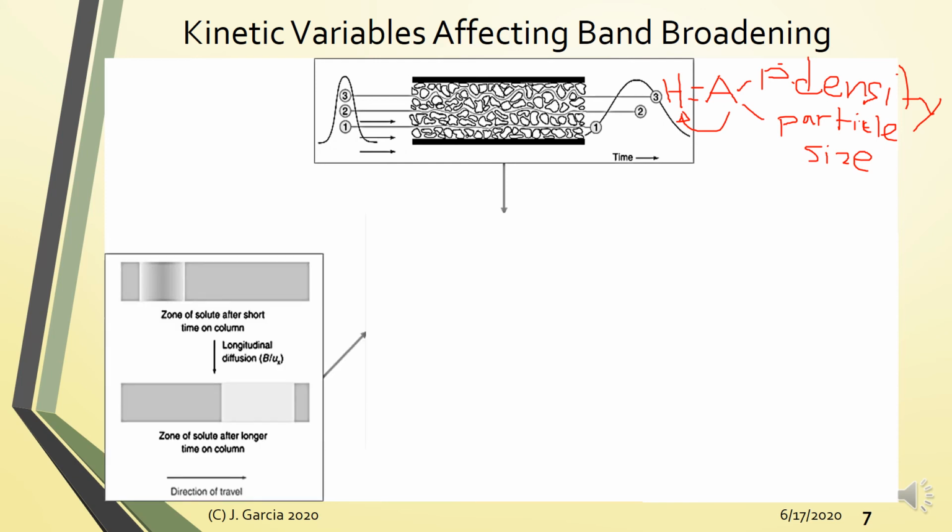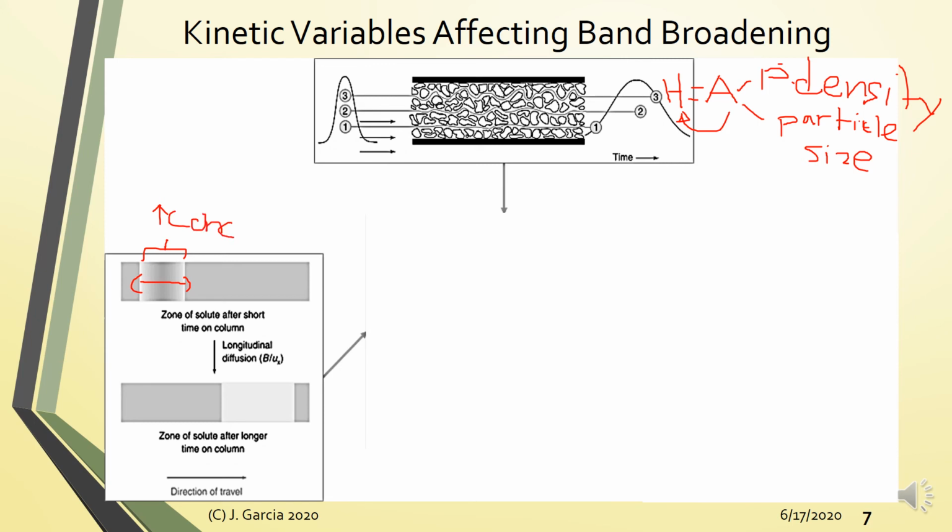Next, you have your term B. The term B is referred to as your longitudinal diffusion term. So what does that mean? If you look at the elution of a particular solute inside a column in slow motion, you have to remember this: if this is the original band, this particular region is where you have high solute concentration.